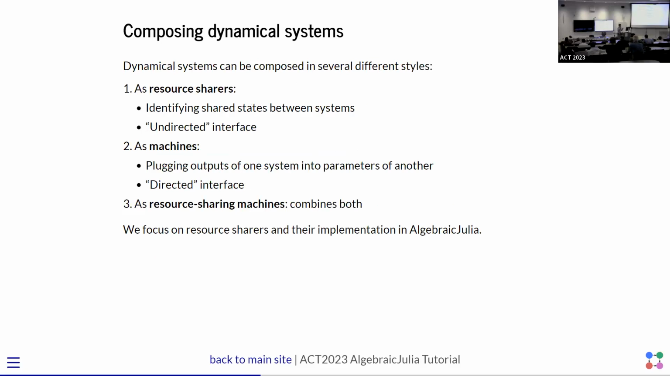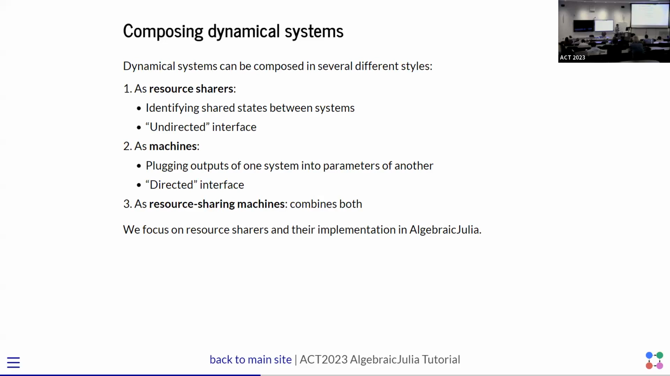So getting to dynamical systems, this community has worked a lot on this set of ideas, and I know of several different ways that one can think about composing them. Quite possibly there are others. The first one is as resource sharers. I'm using, I think, Sophie Libkind's terminology here. In this way of composing, we think that systems expose some part of their state, and you compose them by identifying or gluing together along that shared state. So this is a sort of undirected notion of composition.